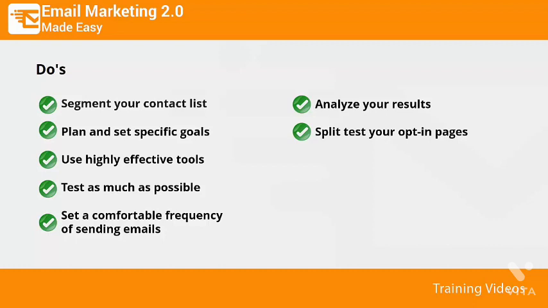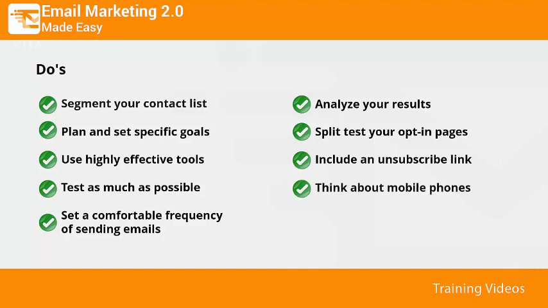Split test your opt-in pages. Split testing allows you to test different opt-in pages and learn which form gets the best results by generating the most subscribers. Include an unsubscribe link. Let the reader unsubscribe by using a link in your email. Those who are no longer interested can leave whenever they want, and your emails can avoid being marked as spam.